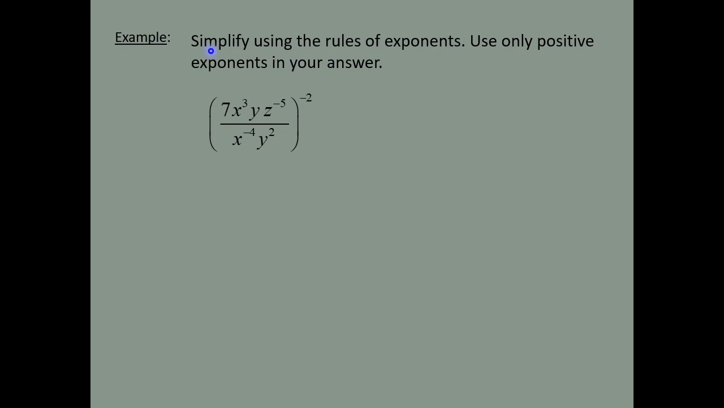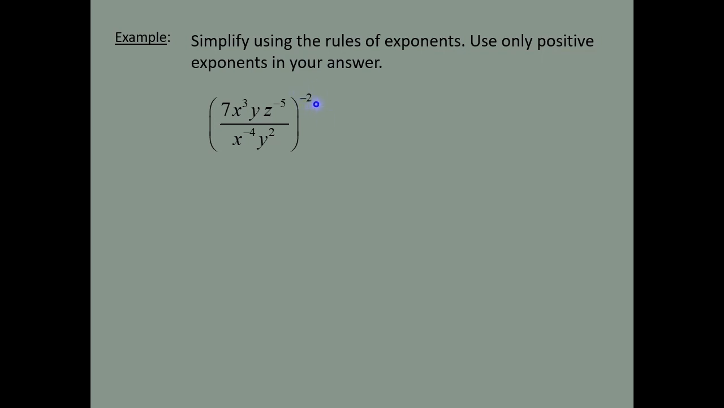In this example, we're going to simplify the expression using the rules of exponents, and we want only positive exponents in our answer. First, I want to remind you that there may be more than one rule that you could apply to an expression at a given time. For example, in this expression, since inside the parentheses I have x's in the top and the bottom, and y's, I could simplify those first before I do anything with this outside exponent. I'm actually going to start with the outside exponent, but we should get the same answer either way, and I do encourage you to experiment with different methods to see if you get the same answer.